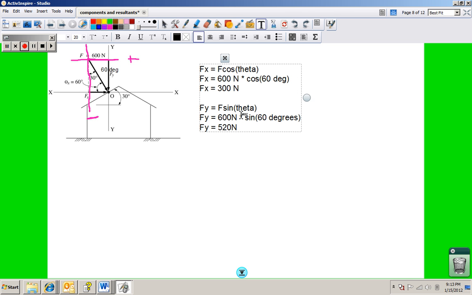Okay, so let's double check now just to be sure that when I use those numbers, I can get back to the 600 newtons. So if I do R squared is equal to Fx squared plus Fy squared, that's equal to 300 squared plus 520 squared. Oops, you have to change back to not being a superscript.